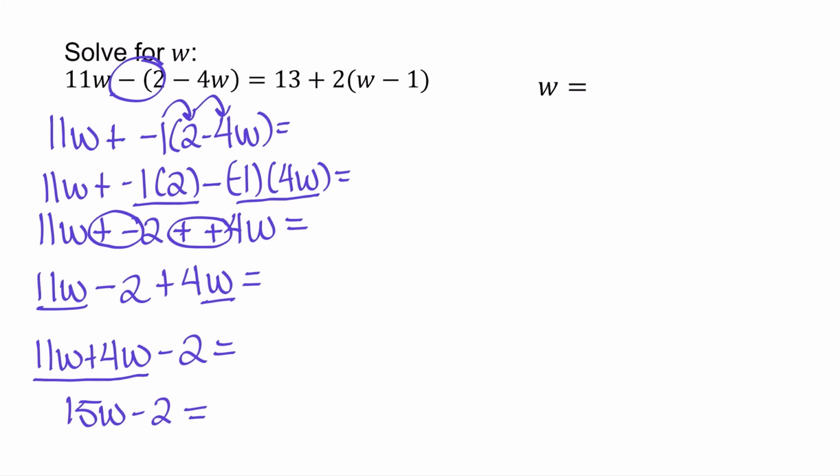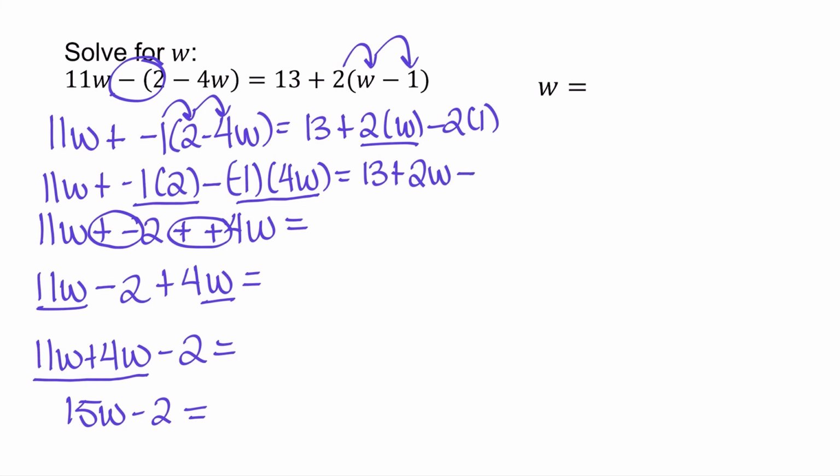Now let's work on simplifying the right. On the right side, I have this 2 that I'm going to need to distribute to everything within the parentheses. So I have 13 plus 2 times w minus 2 times 1. When I multiply this out, I get 13 plus 2w minus 2.